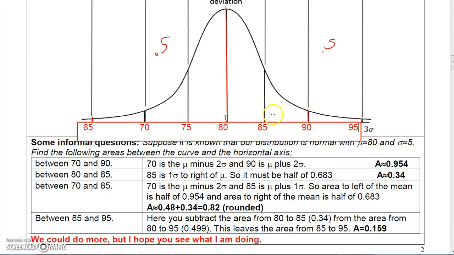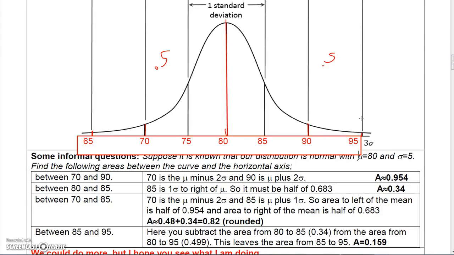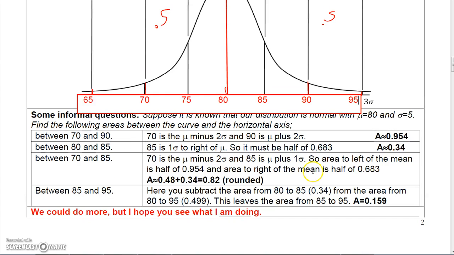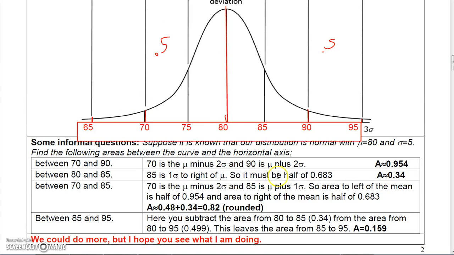Now this gets a little bit tricky, but if you wanted the area from 85 to 95, then basically you could say, well, the area to the right of 80 is 0.5. So all I need to get the area from 85 to 95 is, let's find the area from 80 to 95, and that is half of 0.997. So let's say that's about 0.499, and then we can subtract from that 0.34.